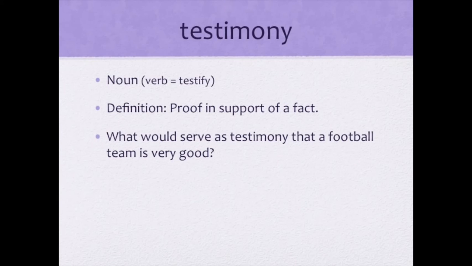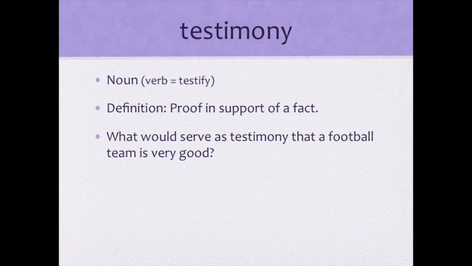The final word on the list this week is testimony. Testimony is a noun, meaning a person, place, thing, or idea. In this case, testimony is a thing or an idea. If you wanted to use testimony in its verb form, you would use the word testify. The definition of testimony is proof in support of a fact.